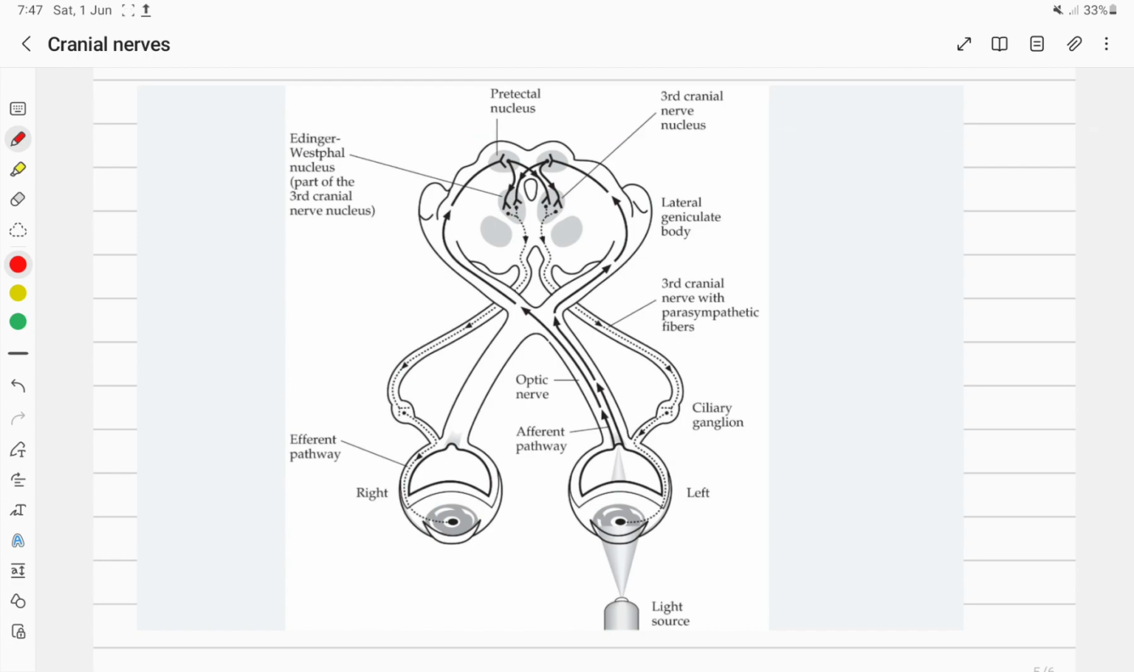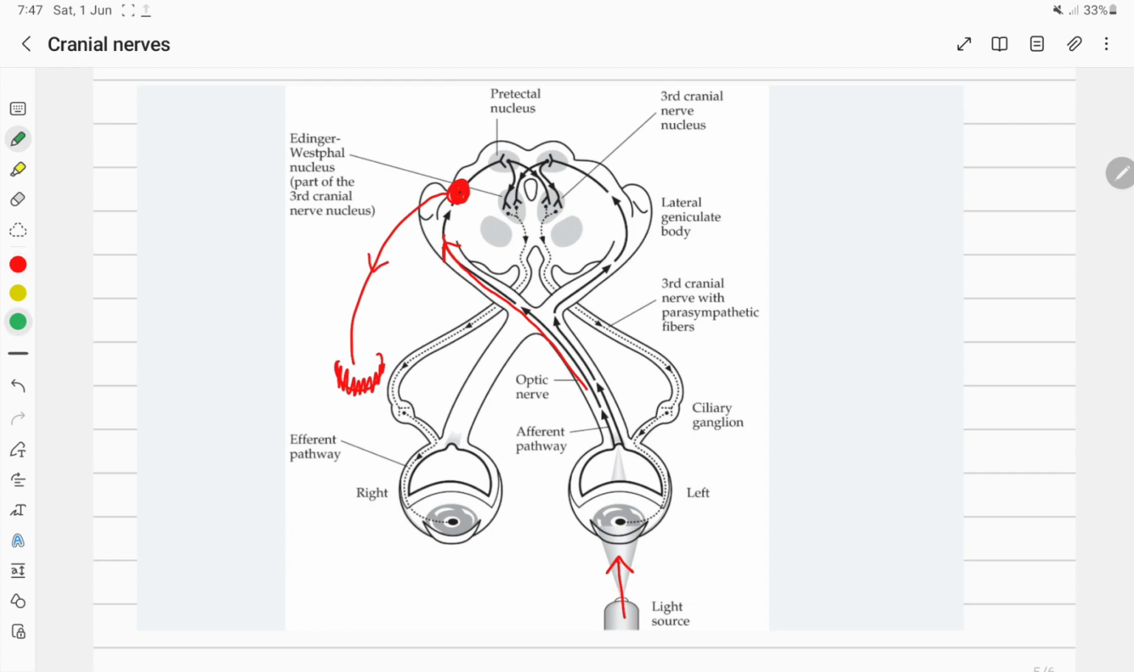So the pathway is, imagine this is the light source coming from the distant object, to the nearer object. Then this light wave goes directly towards the visual cortex via this pathway. And then from the visual cortex, imagine this area is the visual cortex, the fibers come towards the frontal eye field. This is the frontal eye field.